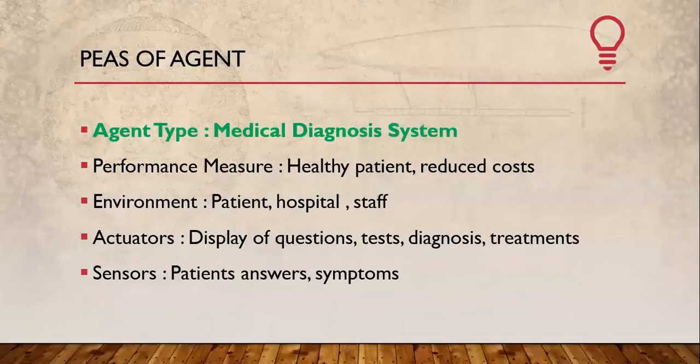Next is the medical diagnosis system. Again, it is going to behave as an agent. The performance measure is that the patient should be healthy and the cost should be reduced for the patient. The environment is patient, hospital, staff, because these types of agents are nowadays also a part of hospitals. Actuators: display of questions.